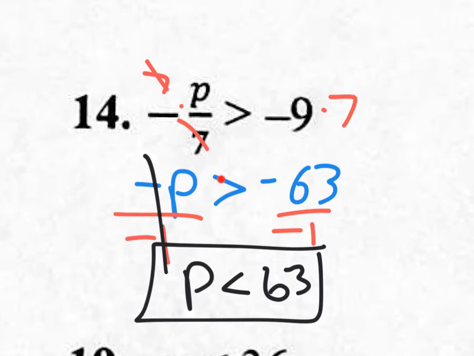It had to flip. Why? Because you divided by a negative. Remember, when you don't divide or multiply by a negative, you don't flip anything. It's only when you multiply or divide by a negative.